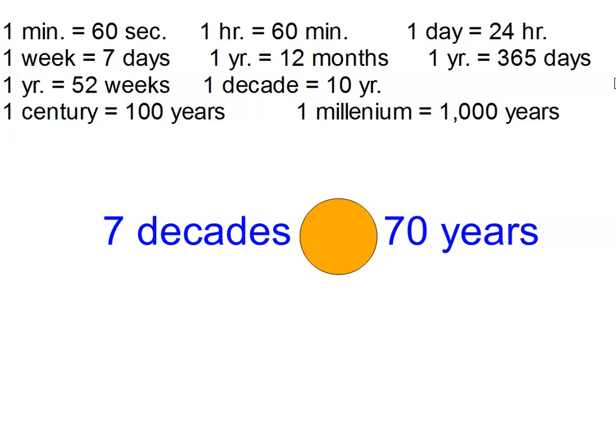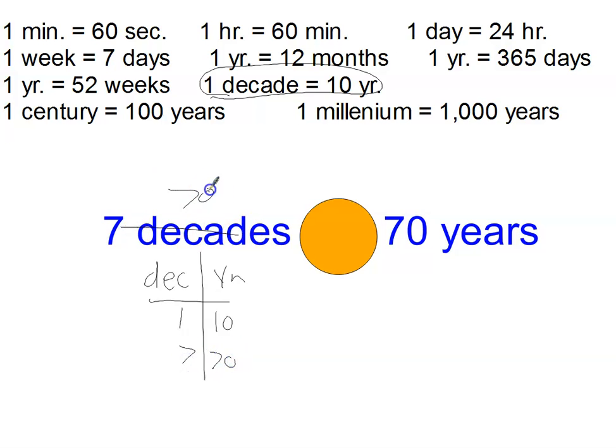Try another one out. We got 7 decades and 70 years. So I'm looking for one with decades and years. 1 decade is 10 years. So I'm changing this one from 1 decade to 10 years. And we got 7 decades. Well, 7 times 10 would be 70. 70 years. That one's equal.